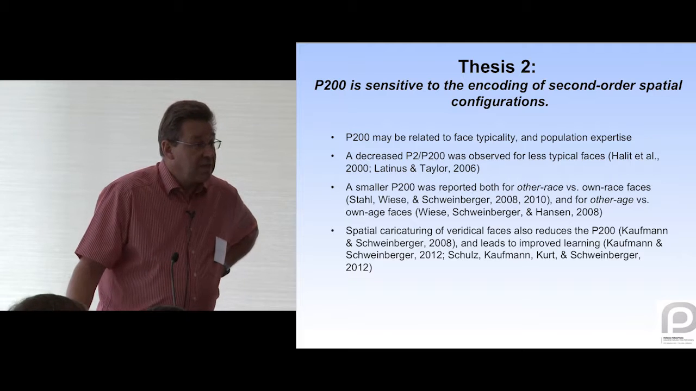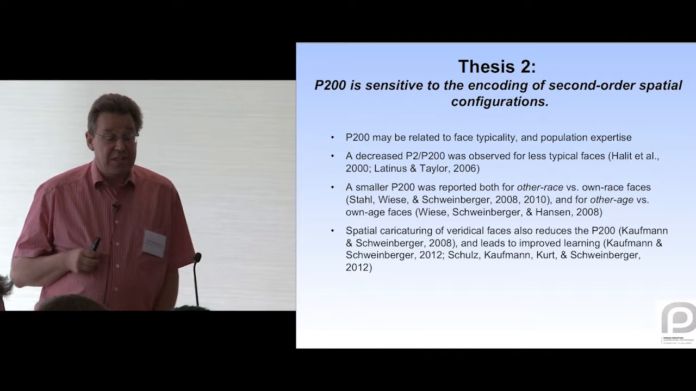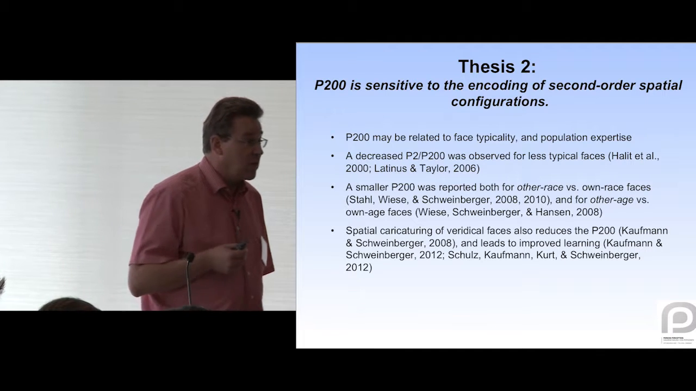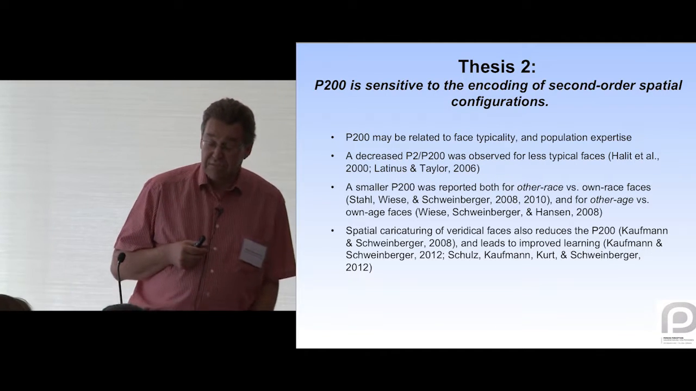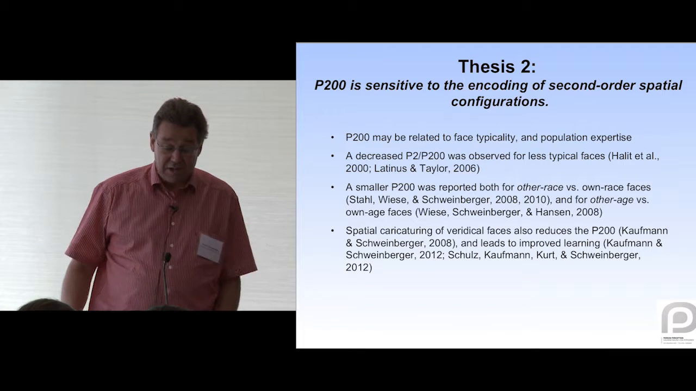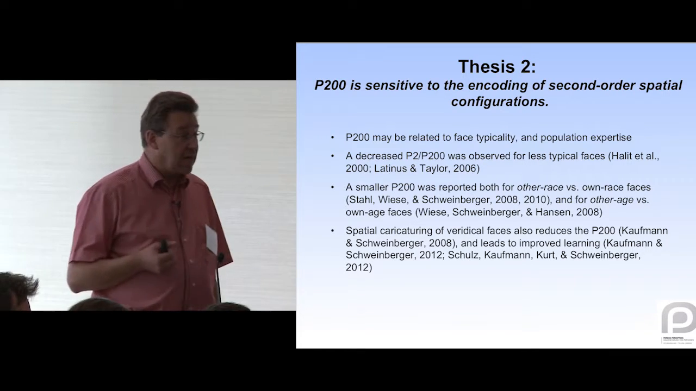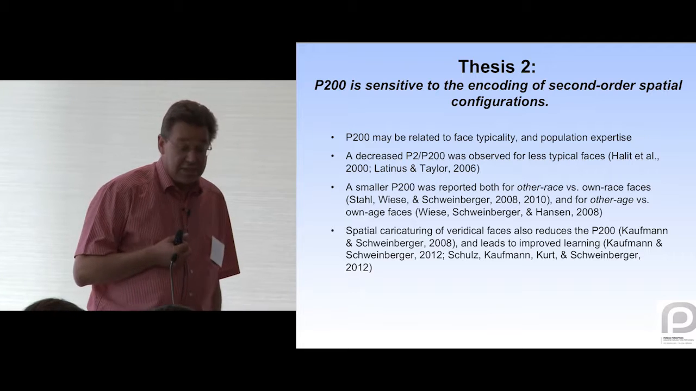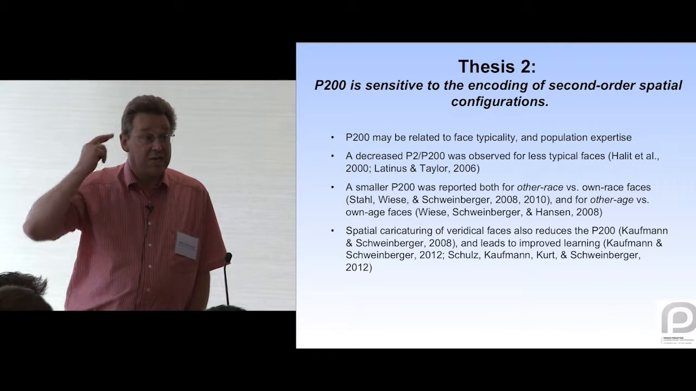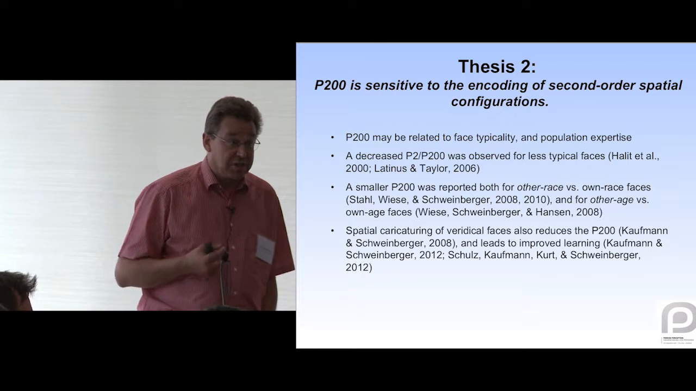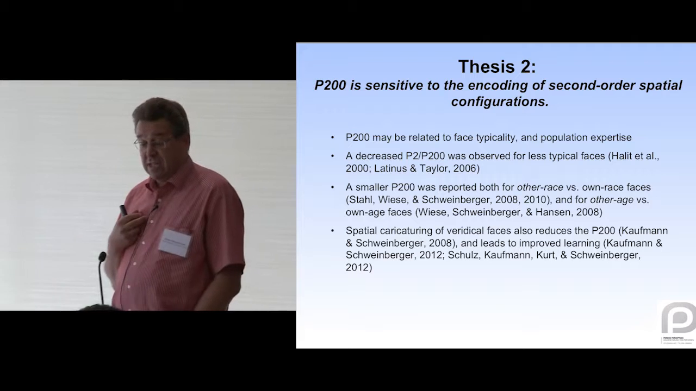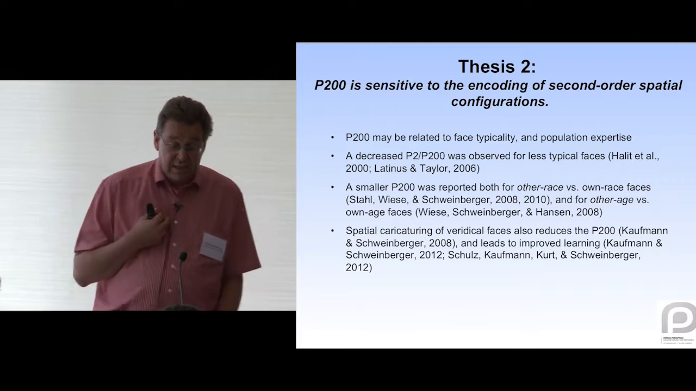Now, you may be familiar with Tim Valentine's face space concept, and the idea here is that each face is coded as a location in multidimensional space, and the dimensions of this multidimensional face space refer to those aspects in which faces differ from one another. And the origin of face space then corresponds to the average of all faces represented, the average of all faces with which we have perceptual experience.